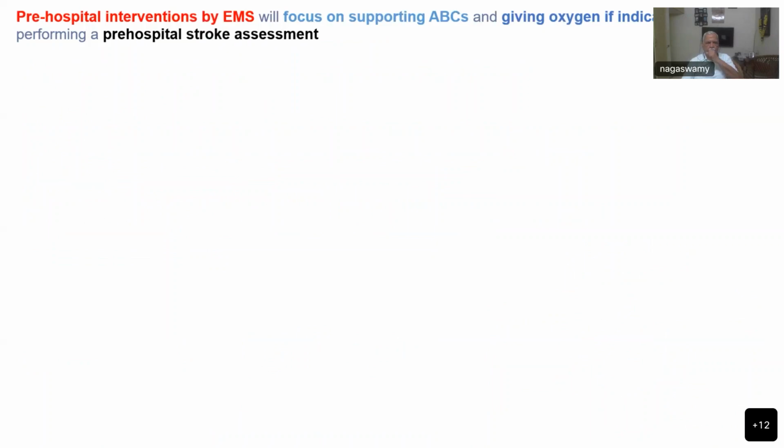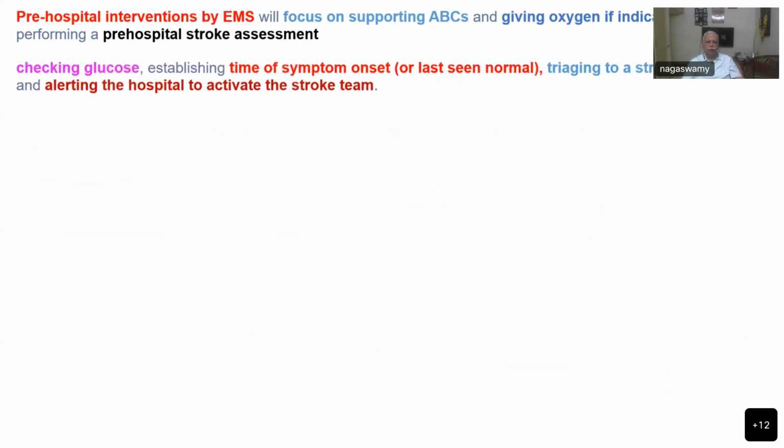So the pre-hospital intervention by the emergency medical service will focus on supporting the ABCs and giving oxygen if indicated, performing what is called the pre-hospital stroke assessment. Now checking glucose, establishing time of symptoms, that is until when the patient was normal, that is called the time of symptom onset or the last seen normal patient, and triaging a stroke center and alerting the hospital to activate the stroke team. These are the 4 things that have to be done.